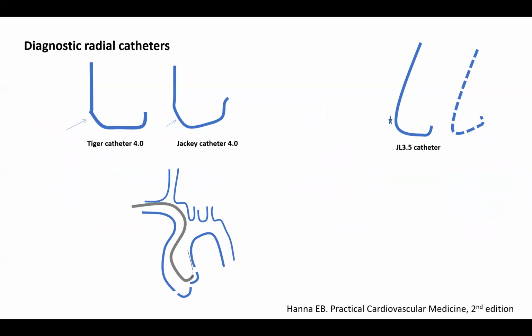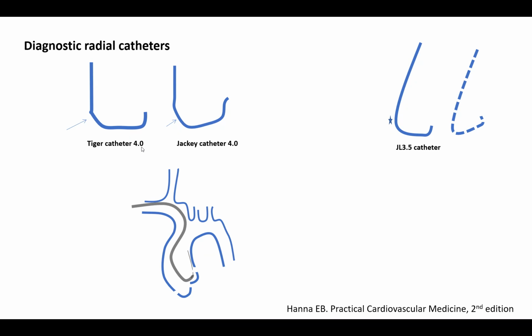So I described the Judkins left catheters. There are other catheters we can use radially, the Tiger and Jackie catheters, which are called specific radial catheters. Those catheters are somewhat similar to the Judkins, except that the secondary curve is more like a long platform, which allows the catheter to have a more stable positioning over the opposite aortic wall and more stable engagement. However, the downside of those Tiger and Jackie catheters is that their arm is 4 centimeters, whereas you frequently need a 3.5 centimeter from radial. So that's really their downside.